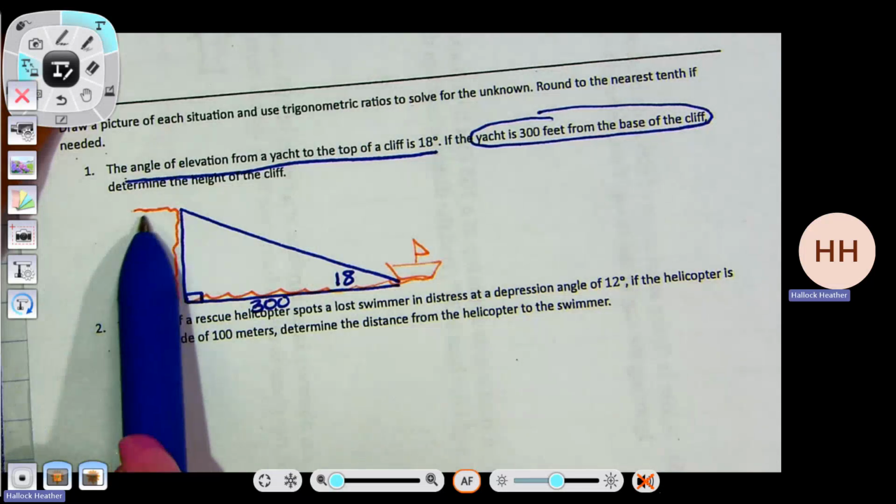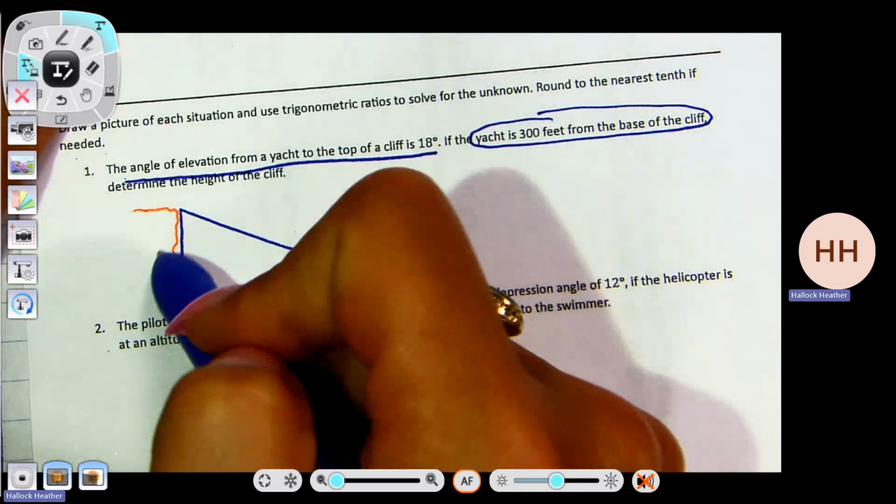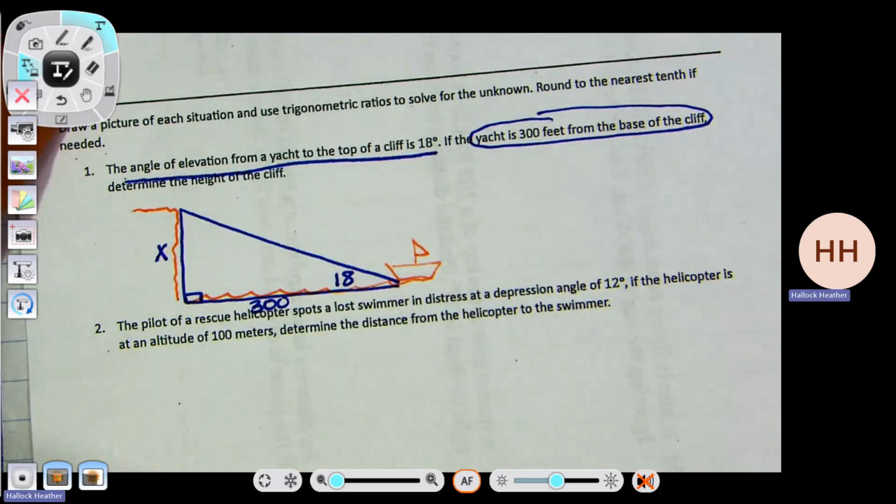And then I need to determine the height of the cliff. So would that represent the hypotenuse or the other side of the triangle? The other side, because I want to know the height of the cliff, or how tall the cliff is. So the math is exactly the same from the past 2 days.